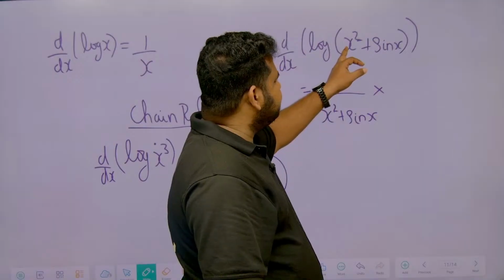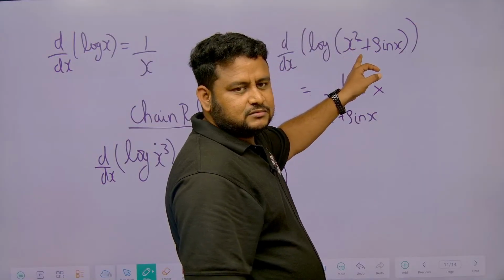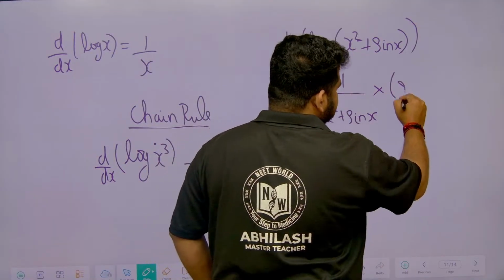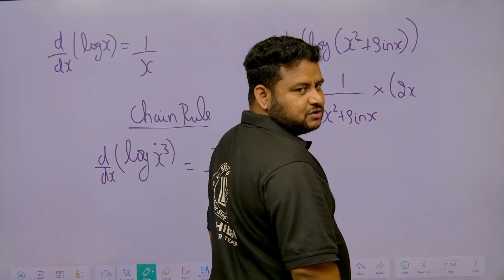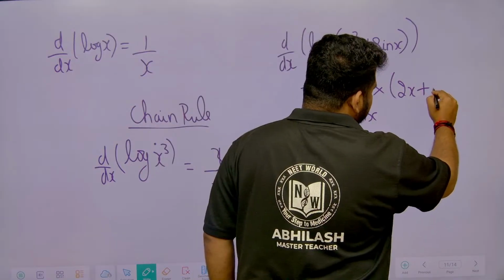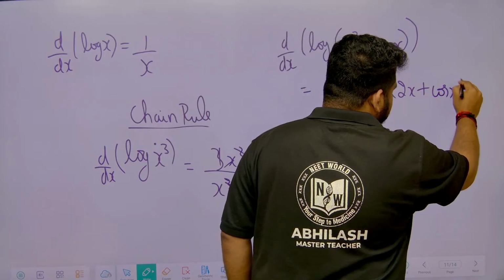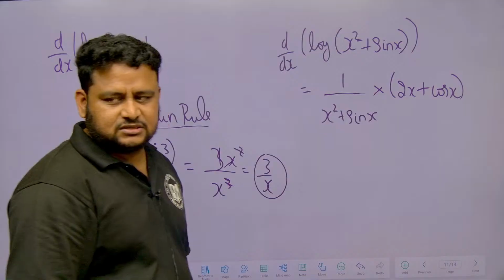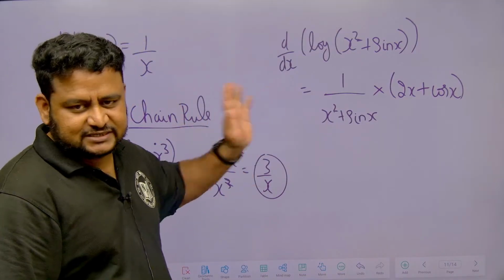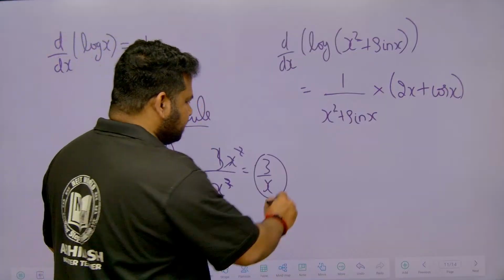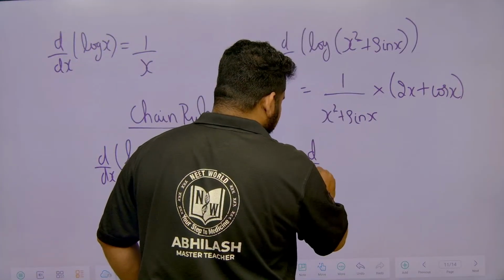Into. So, differentiation of x square is what? 2x. Write it in bracket, 2x, because here plus is there. Plus differentiation of sin x is what? Cos x. So you will write 2x plus cos x. Understood? This is the meaning of chain rule. Start from outside, go up till inside.